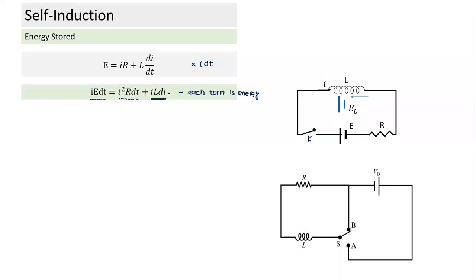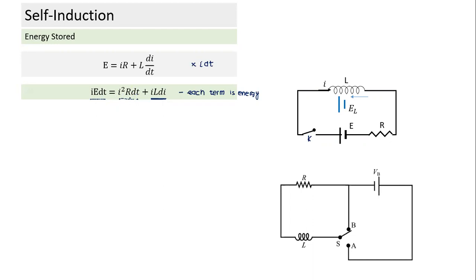Does the whole thing make logical sense here? Gayatri, can you repeat what I said? Sir, in that equation, what are these terms here? I E dt is the energy supplied by the battery in time interval dt. And what are these other two terms here? I squared R is power, and power in time dt is energy.